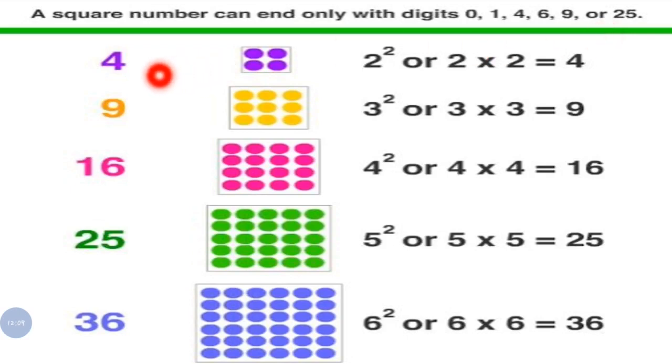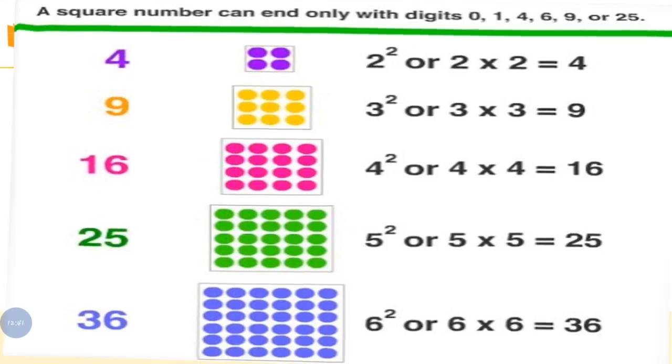Okay. Just look at this. I have shown the numbers 4, 9, 16, 25 and 36. Everything is represented as a square. And look at this. 4 is 2 squared and 9 is 3 squared, 16 is 4 squared and 25 is 5 squared and 36 is 6 squared. So all the square numbers are represented in a square shape. So these are all called square numbers. Let's move on to the next one.